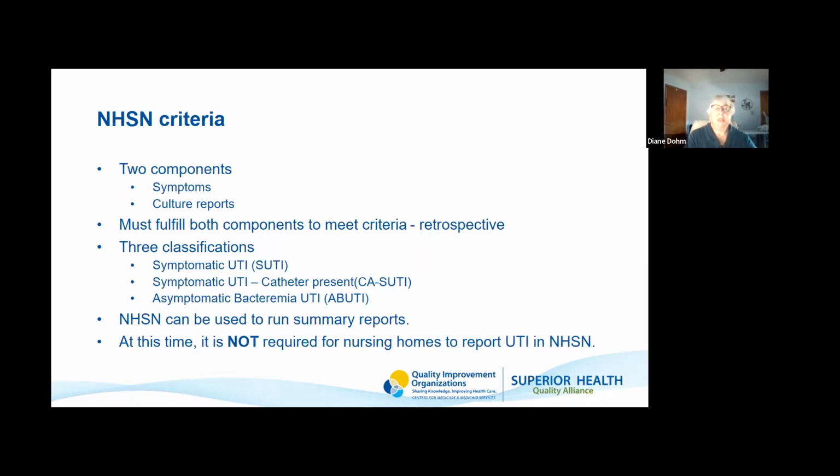Now, at this time, it's not required to use NHSN to calculate or to report your UTIs, but it can be helpful due to the types of reports that you can pull out of NHSN once you put your data in. So we aren't going to go over the specifics of each of those 3 classifications, but please refer to the NHSN guidelines, and we'll have a link to those at the end in the resource section as well.